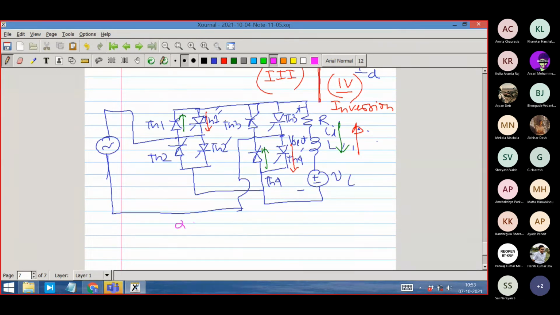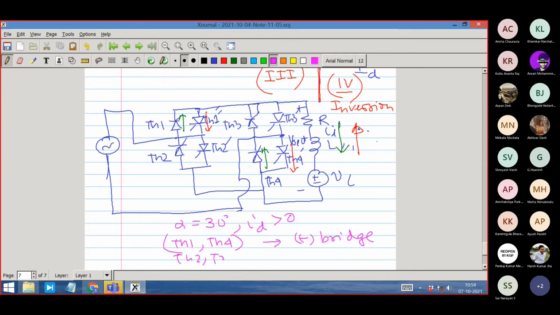Alpha equal to 30 degree. Example: let us say ID is greater than 0. What you have done is that you have fired TH1 and TH4, a positive bridge. We call it positive bridge. This TH1 TH4 combination is known as the positive bridge. And TH1 TH4 and subsequently also TH2 and TH3.